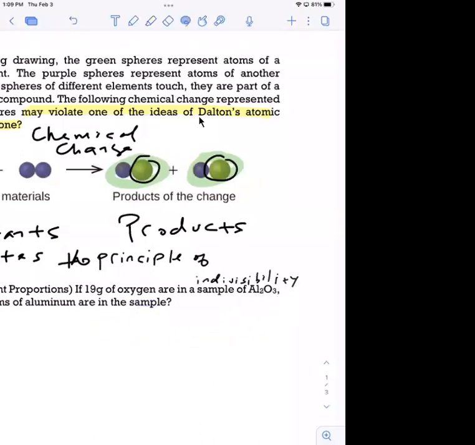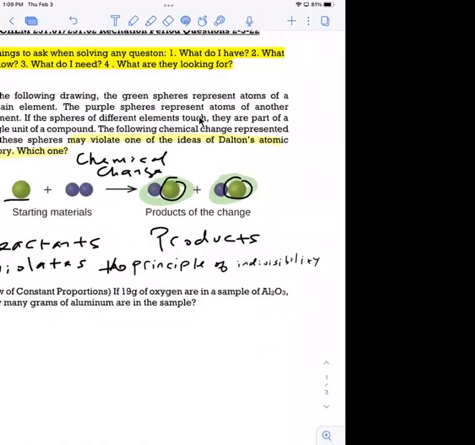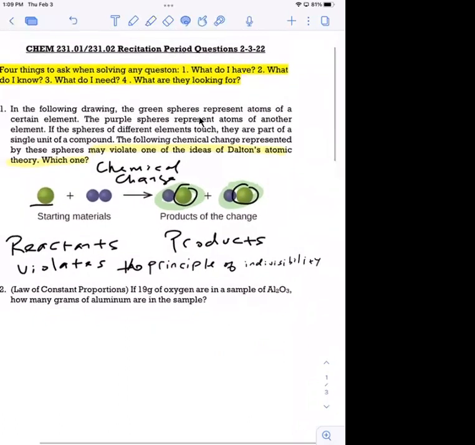And so based on that information, we have to say that it violates that rule of indivisibility, where you can't divide atoms in half or destroy them or create them, right? They're either there or they're not. All right. Let's look at any questions about that.